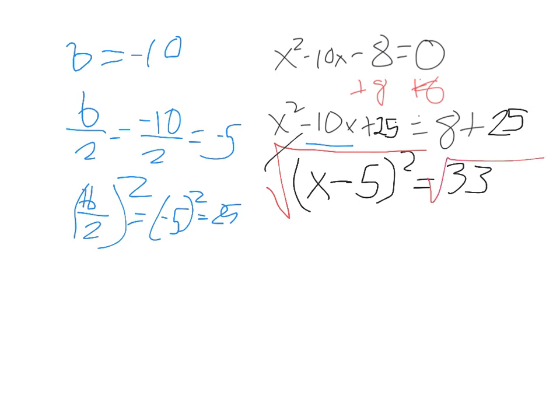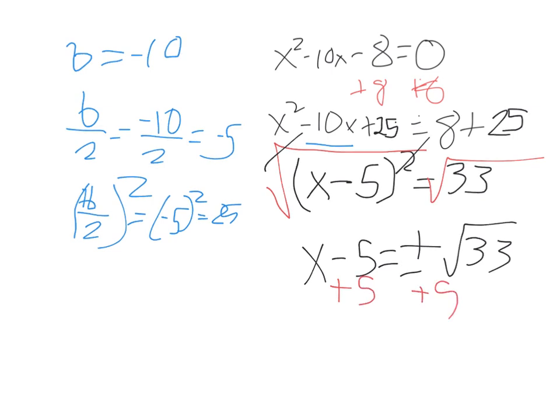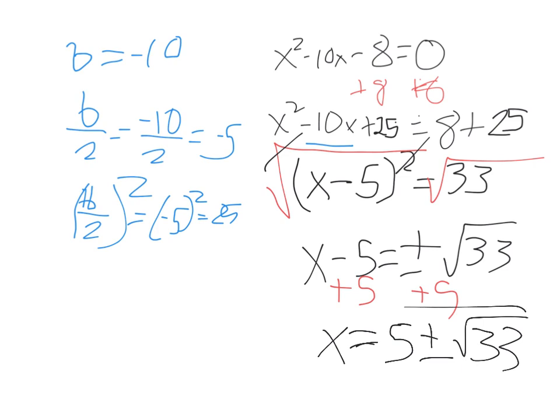Okay, this cancels that. And so I get x minus 5 equals plus or minus the square root of 33. I then add 5 to both sides. Okay, so once I've done that, I then get x equals 5 plus or minus the square root of 33. Boom, boom. And that is how I solve using completing the square.